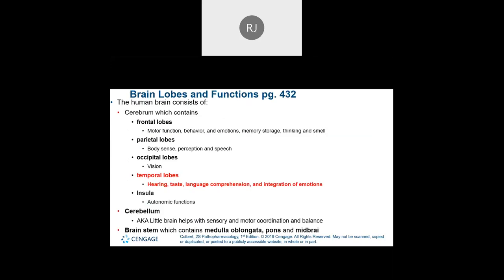The human brain consists of your frontal lobes, your parietal lobes, your occipital lobes, and your temporal lobes. Your temporal lobes are for hearing, taste, language, comprehension, and integration of emotions, and insula. Your cerebellum, which is also called the little brain, helps with sensory and motor coordination and balance. And then you have your brainstem, which contains the medulla oblongata, pons, and midbrain.